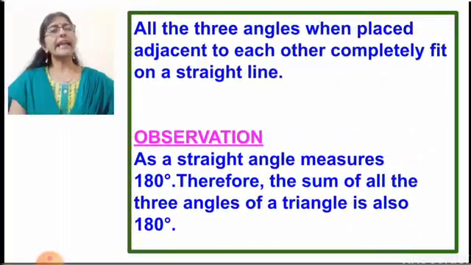Now all the 3 angles, when placed adjacent to each other, completely fit on a straight line. So all these points you have to write, and then you will write observation. Observation is, as a straight angle measures 180 degrees, therefore the sum of all the 3 angles of a triangle is also 180 degrees.